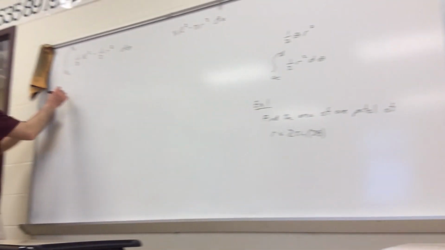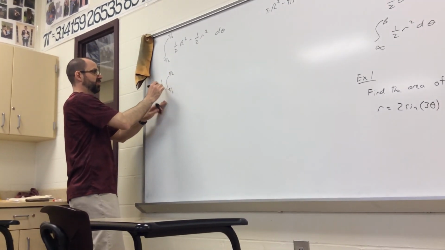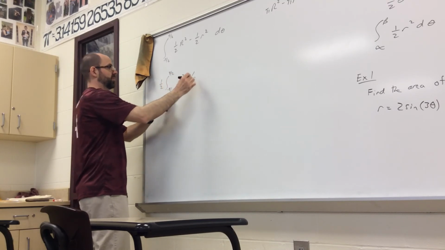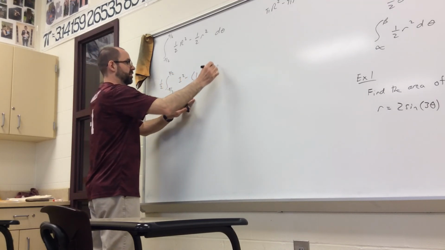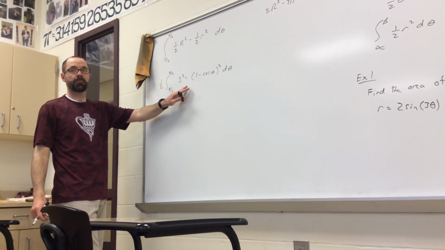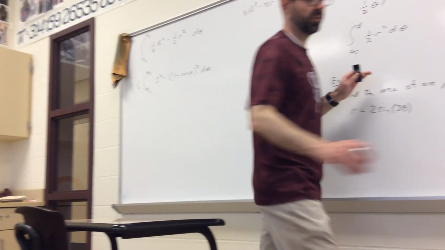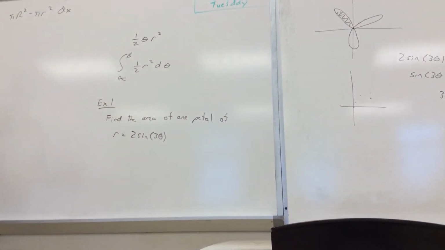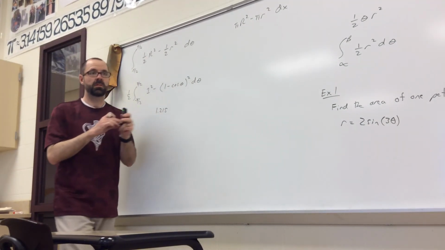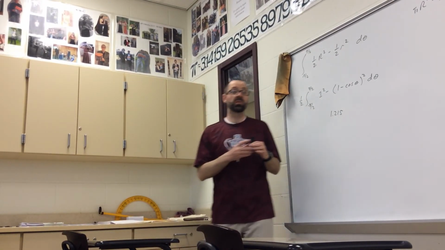Big R was 1, so we're doing integral from negative pi over 2 to pi over 2. I usually factor out the half: 1 squared minus 1 minus cosine theta squared d theta. And then you can go ahead and function integrate that, and you should get 1.215. So that's polar area.